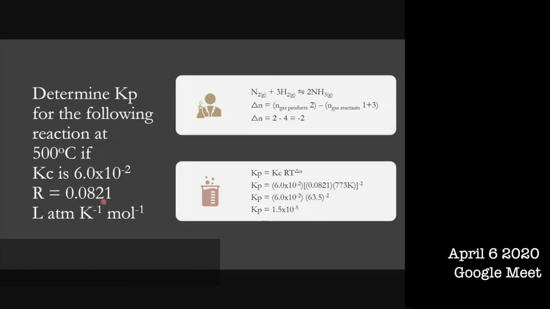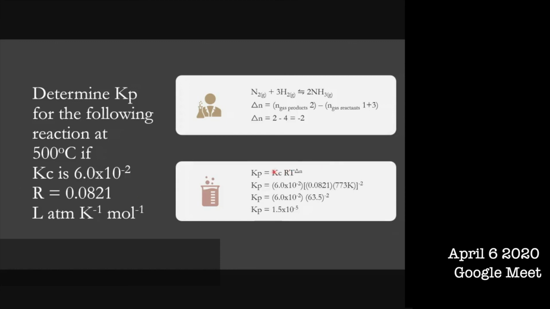R is given to you. So here, R is given in liter atmosphere per Kelvin per mole. This is obtained from the ideal gas equation. Again, grade 11 gas laws. So just refer to this value. It will be given for you. You don't have to memorize it.